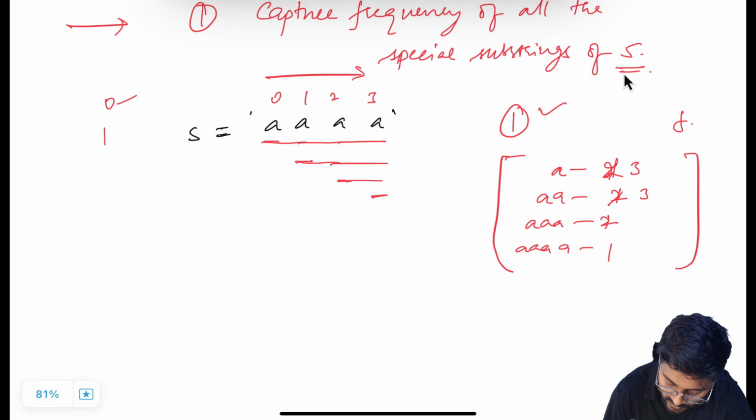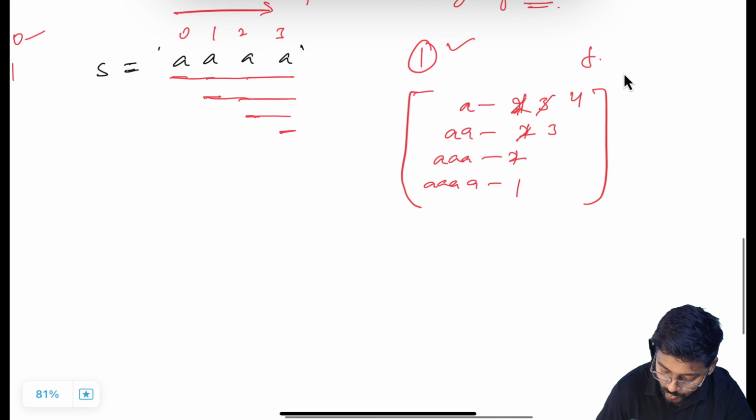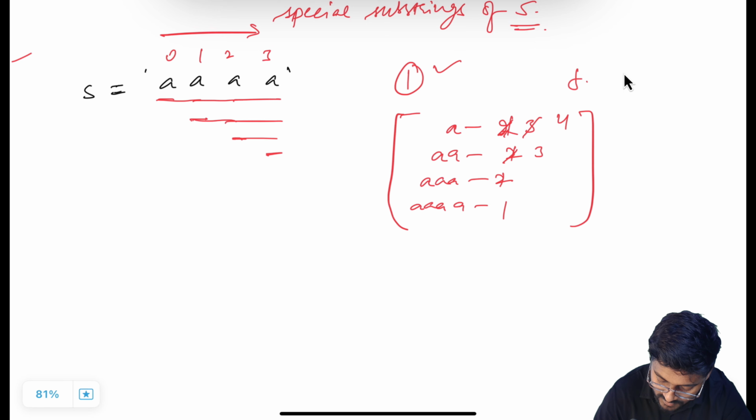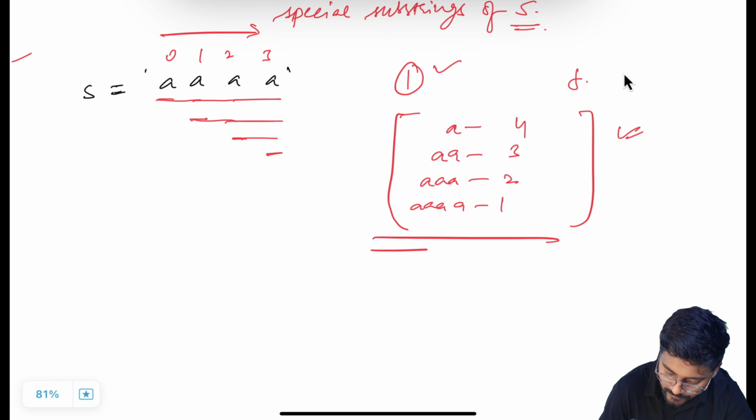And what about the last one? Last one is A. A is coming 4 times. So in the end, what is the state of my frequencies? 1, 2, 3, 4. So these are the final values.